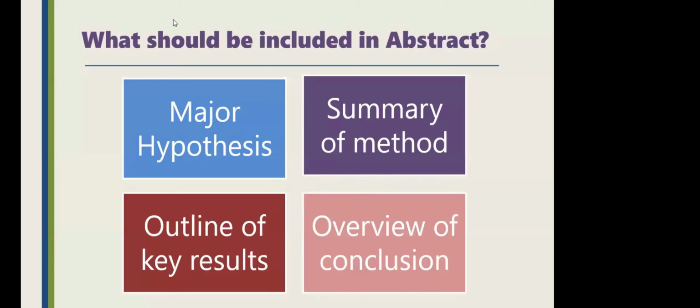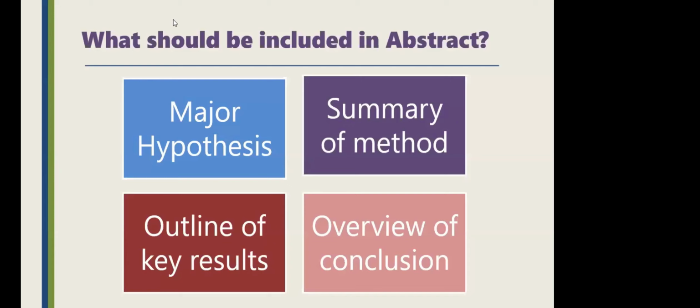An abstract serves as a concise summary of the research report, and it must include the following key elements. First is the major hypothesis. This clearly states the primary assumption or the research question your study is aiming to address. This is very important in the content of the abstract.